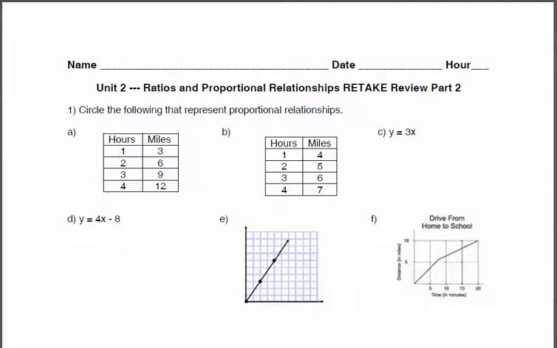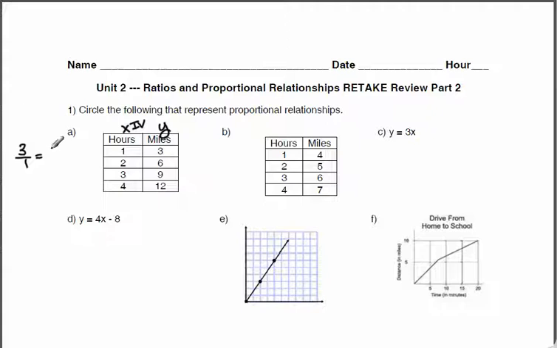Okay, so we're going to review ratios and proportional relationships. Let's try to find which of these represents a proportional relationship. If we look at these, we need to find a constant ratio. So we're going to take our y and divide it by our x. Remember, it's always this one divided by that one. Your independent variable is always on the bottom.